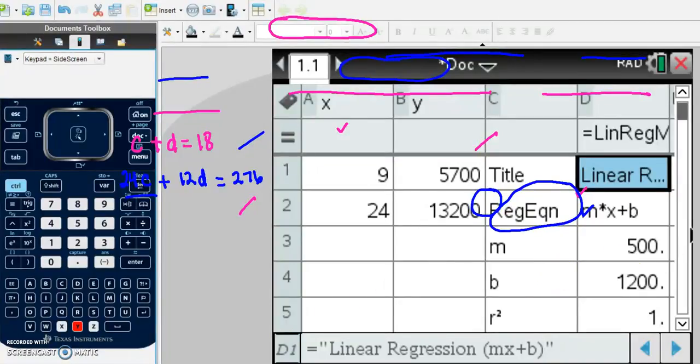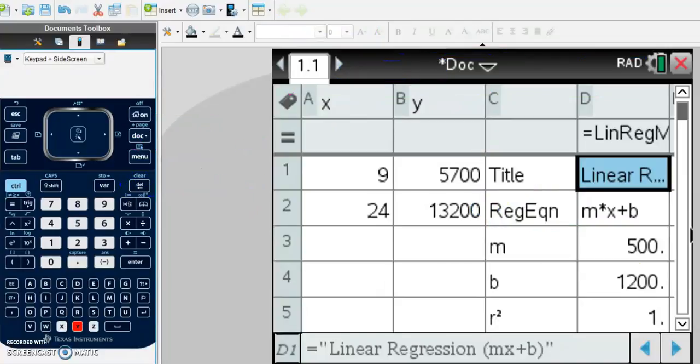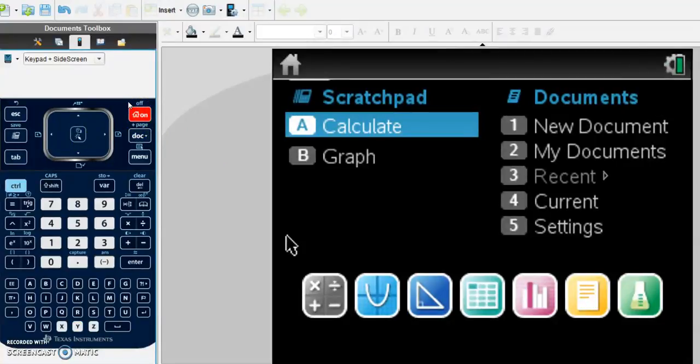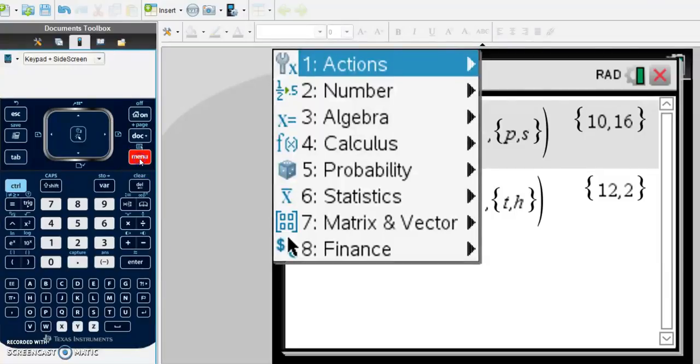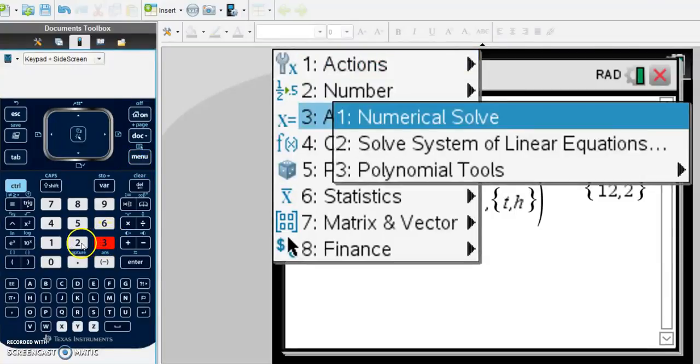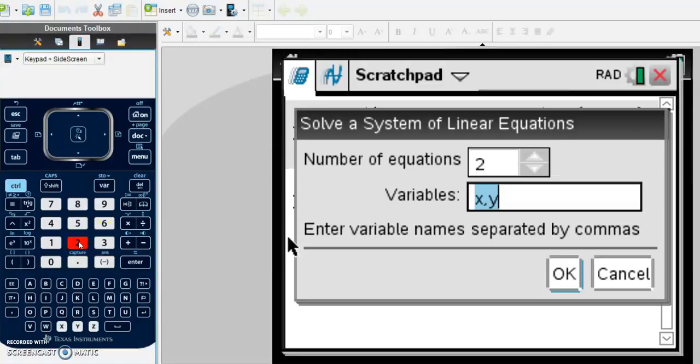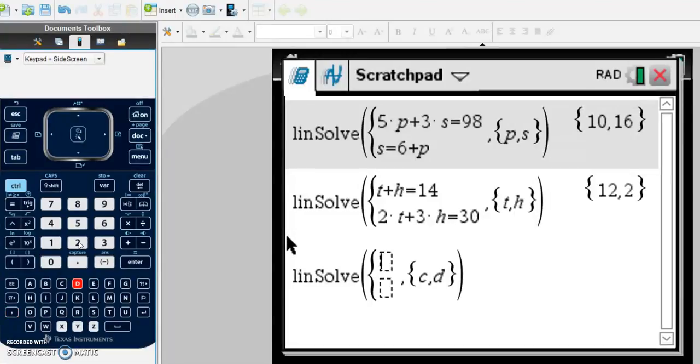Okay, I am going to get rid of all of our stuff. So if we're going to type that in, remember we can go to Scratchpad, and we're going to do Menu, 3, and then 2. And then we can change, remember we are doing cookies and donuts, right? So C, comma, D, and that'll be okay. Let me get to that problem.